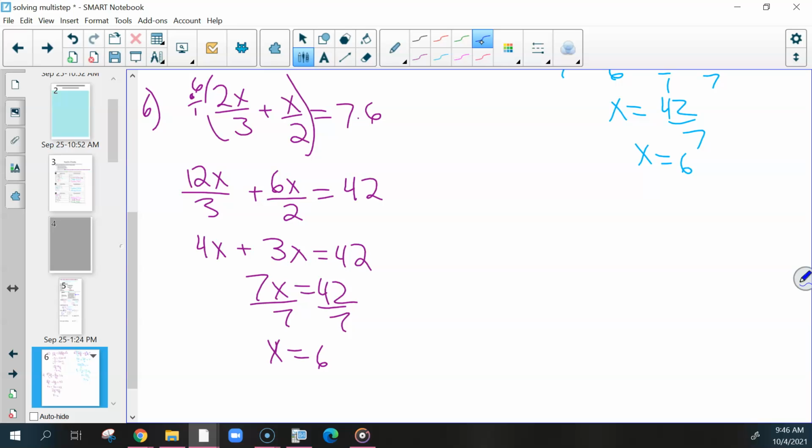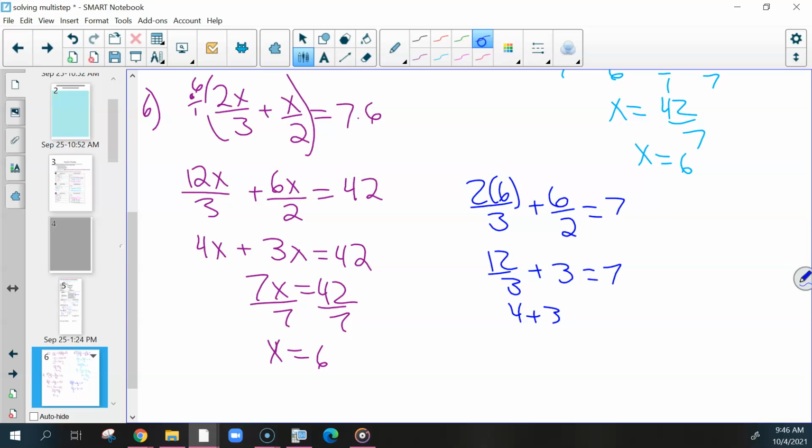I'm going to put 6 back in to check our work. Put 6 in for all of your x's. So this gives us 12 over 3, 6 over 2 is 3, 12 divided by 3 is 4, 4 plus 3 is 7, that does work.